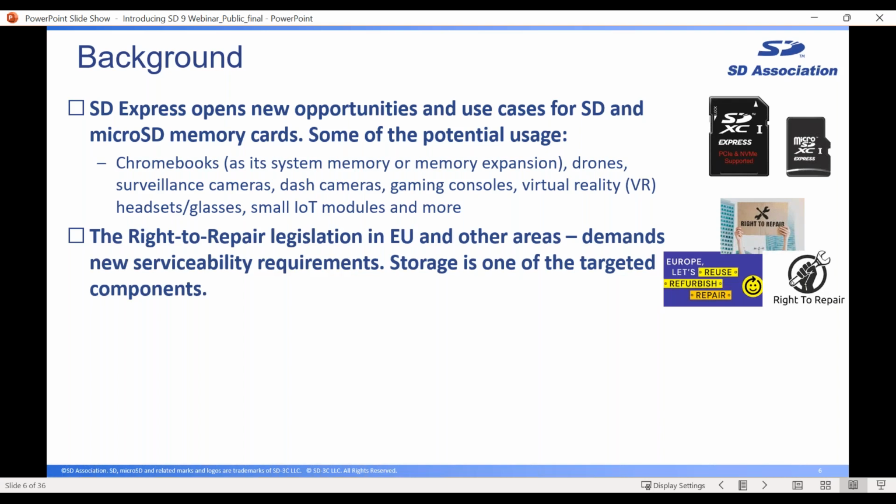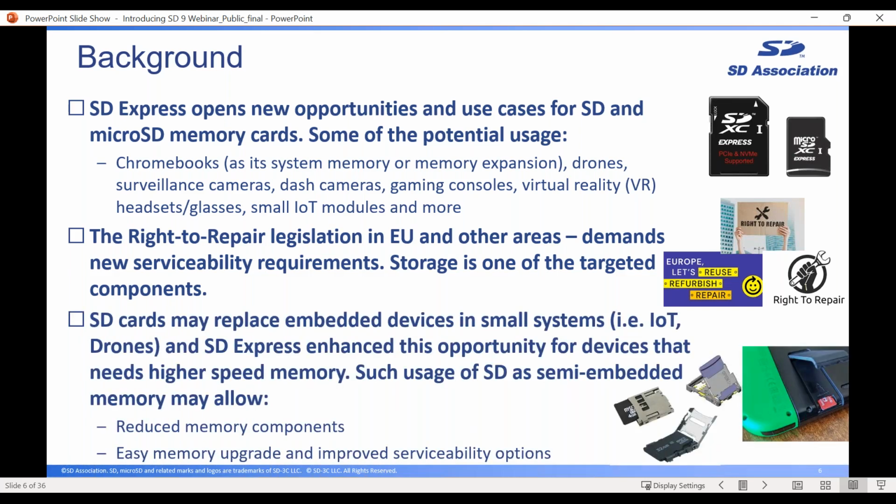In parallel, a new movement has started mainly in the European community, but has spread today also to the US and more, recognized sometimes with the slogan "Right to Repair." You can see there are also some images on the right that came with that. This movement is calling for various serviceability requirements. The general idea is that anyone should be able to replace critical components in consumer products. Storage products appear to be one of their targets.